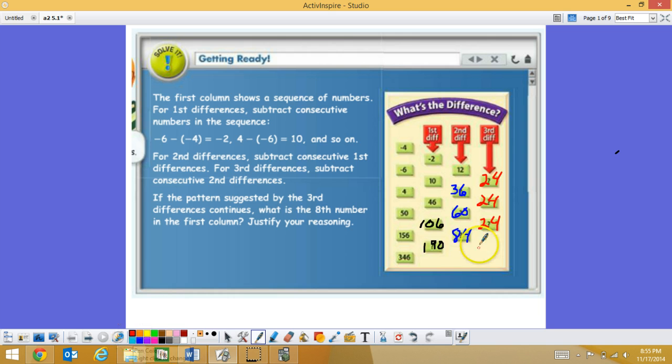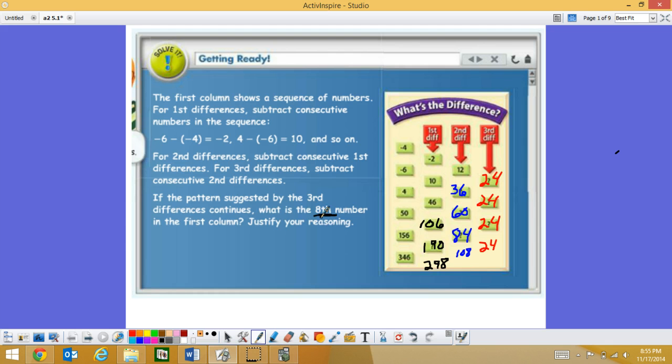which means if we go back to the second set of differences, this next difference, once again, would be 24, so we would take that 84 and add 24 to it, we get 108. Which means the difference between the next term and the first set of differences in 190 is 108. So that next first difference, if we take 190 plus 108, we get 298. And that means we would add 298 to the 346 to get this 8th number in that sequence.